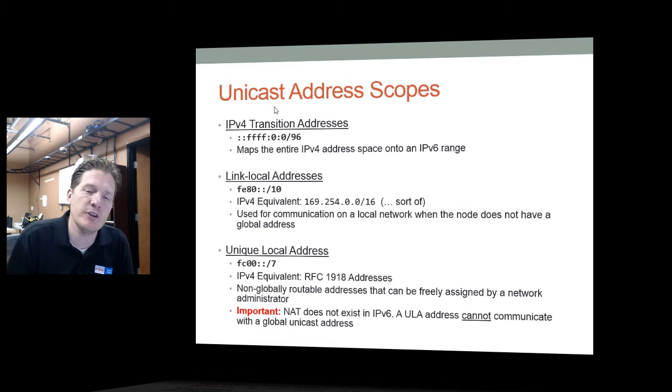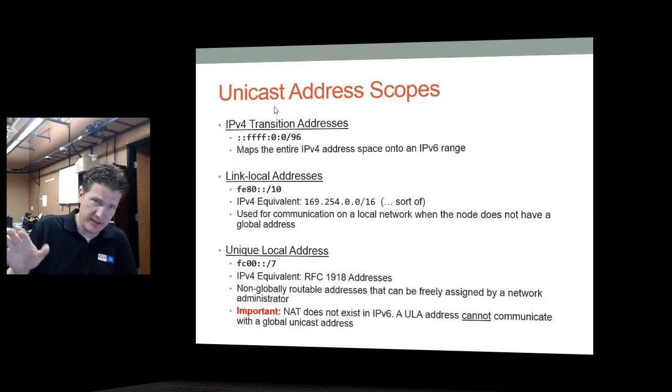You also have what are called unique local addresses. Unique local addresses are not routable, meaning they cannot be routed globally. They can be freely assigned by a network administrator on a local network. And in this case, it's followed by FC00, colon, colon. And don't confuse this with NAT. These unique local addresses cannot be NATed to a public address. That doesn't exist. Rather, these are local addresses that you want to be unique, you don't want them to be duplicated, and they're non-routable.